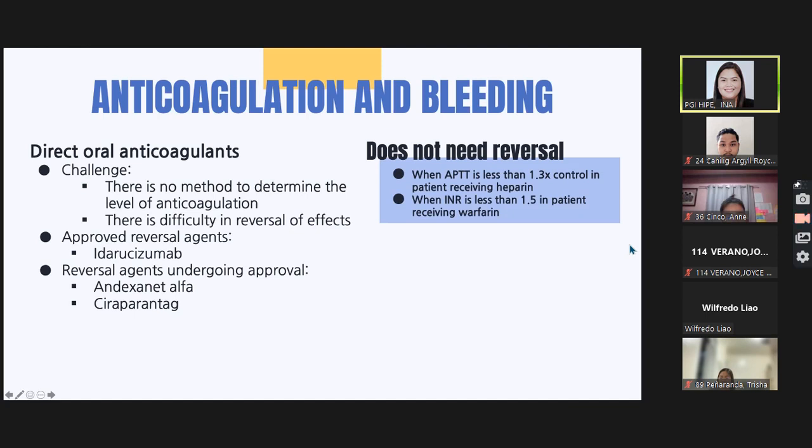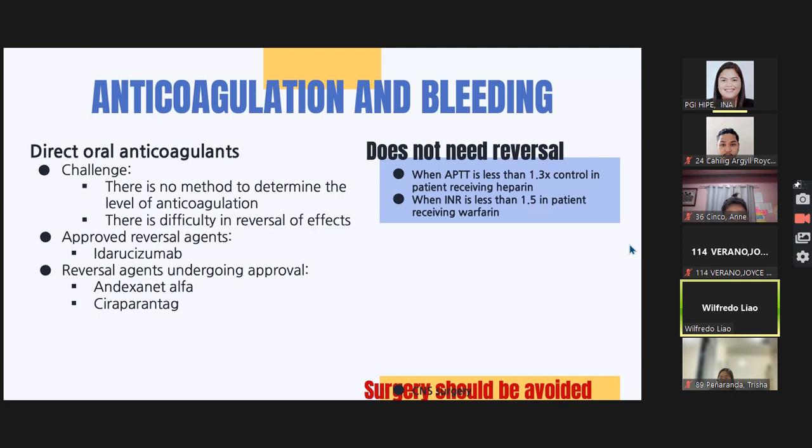Your direct oral anticoagulants include the direct thrombin inhibitors and your factor 10A inhibitors. You are more familiar with enoxaparin, and then dabigatran, doc, and factor 10A inhibitors. Those are low dose, but they are very expensive.